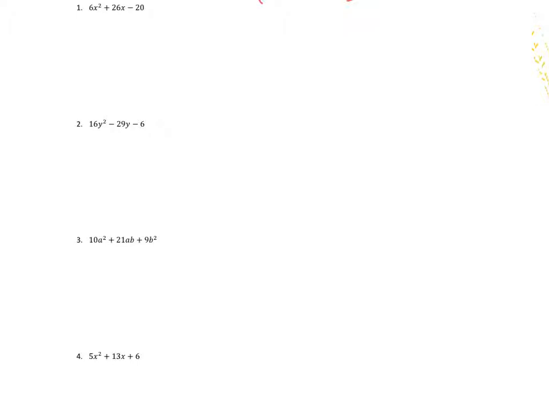Okay, so for the first one, there's a greatest common factor that we can factor out. Okay, so this one, you can do trial and error. You can do the AC method. And we know it's that because we have 3 terms and our leading coefficient is not 1. So that means trial and error or AC method.